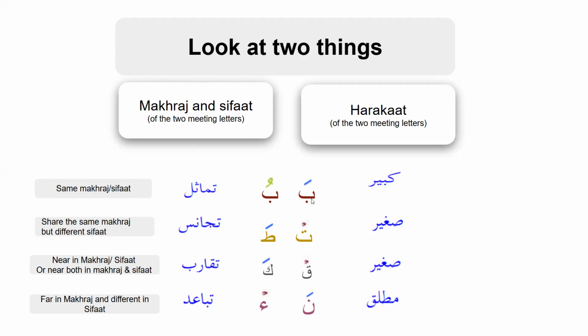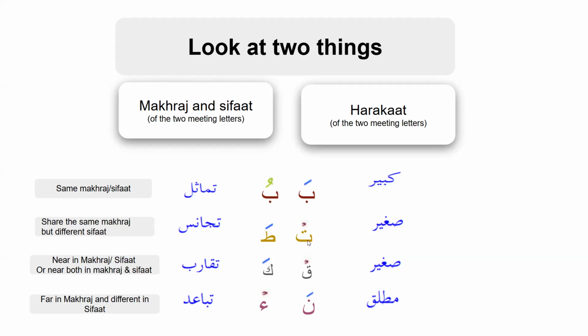So if the two meeting letters are the same and they both are mutaharrik, so when we have the combination of the two meeting letters with the harakas on it, we say it's the relationship of kabir. So both the letters are mutaharrik. The relationship is called kabir. When the two letters are the same, so they share the same makhraj and the sifat, the relationship in the context of makhraj and sifat is tamathul, means they are the same. Tamathul in English means same makhraj, same sifat.